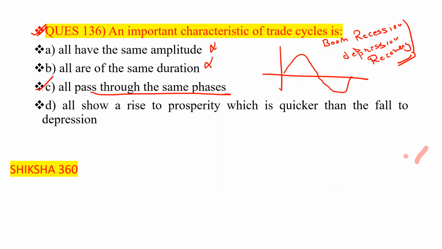So option number C is the correct answer here. That is, all pass through the same phase. Not option number D. So please remember these things, like what they are trying to say here. Phase is to be the same. The duration of the phase will be different. But the phase is to be the same, because all business cycles go through the same phase.